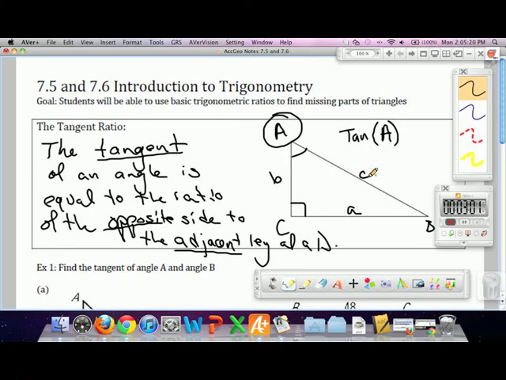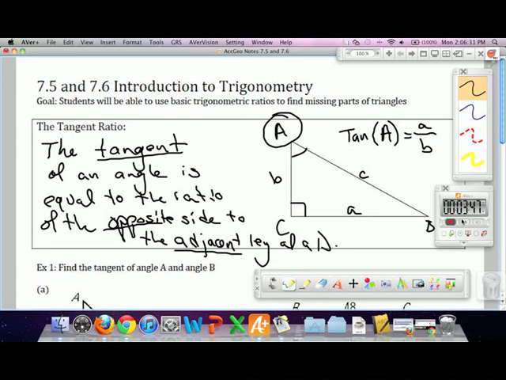A to B. Is it B? Yes, it is. The tangent of A is equal to the ratio, or we'll divide the opposite side to the adjacent leg. Where's the adjacent leg? The leg that touches the angle. In this case, the only leg happens to be B. So whatever the length of A is divided by the length of B is what we're going to call the tangent of this angle A. Whatever this angle is, its tangent is A divided by B. This is only true in right triangles.